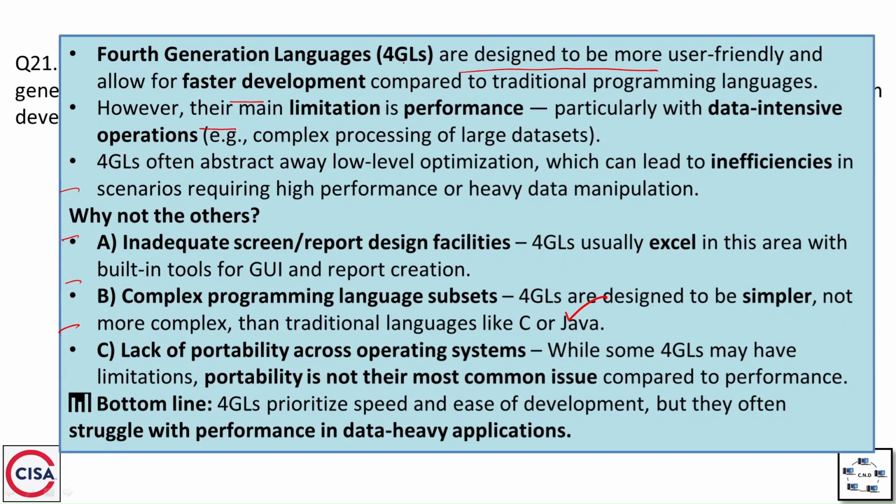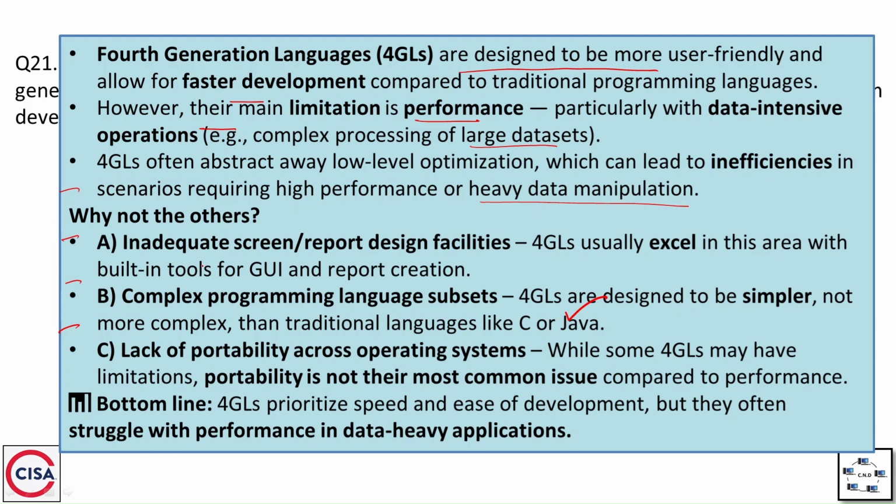Fourth generation languages or 4GLs are designed to be more user-friendly and allow for faster development compared to traditional programming languages. However, their main limitation is performance, particularly with data-intensive operations, for example, complex processing of large datasets. 4GLs often abstract away low-level optimization, which can lead to inefficiency in scenarios requiring high performance or heavy data manipulation.